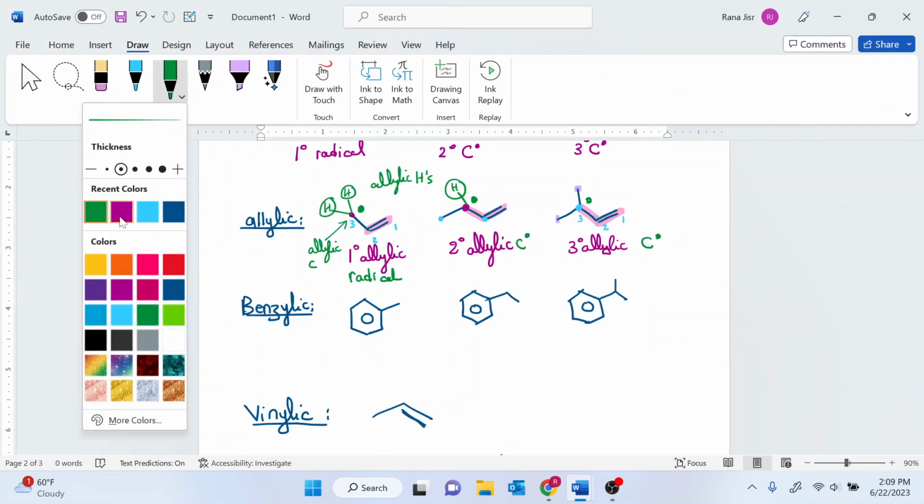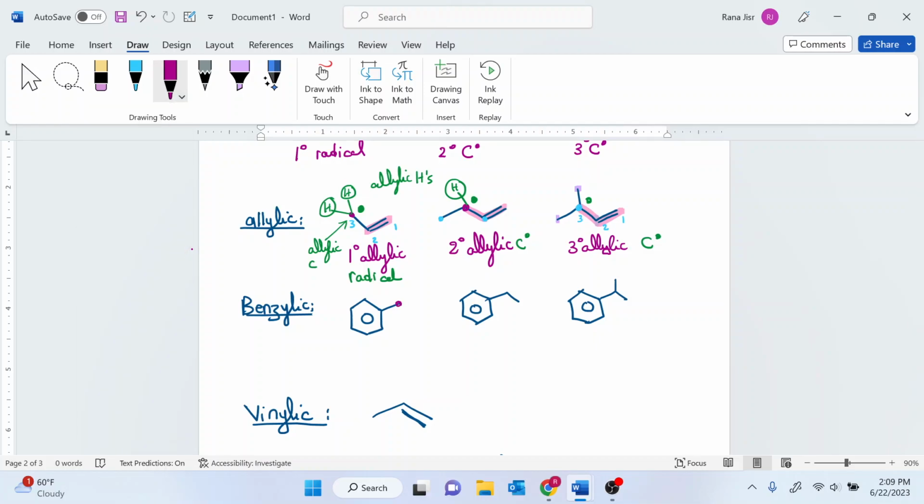Benzylic carbon. So the benzylic carbon is the carbon that is connected directly to the benzene. You need to have a benzene, and it's the carbon directly connected to it. So if this carbon over here is directly connected to the benzene, it has only one carbon on this side, then I'm going to call this a primary benzylic. And the hydrogens that are around it, these hydrogens will be called benzylic hydrogens. Okay, so all of those are benzylic hydrogens.